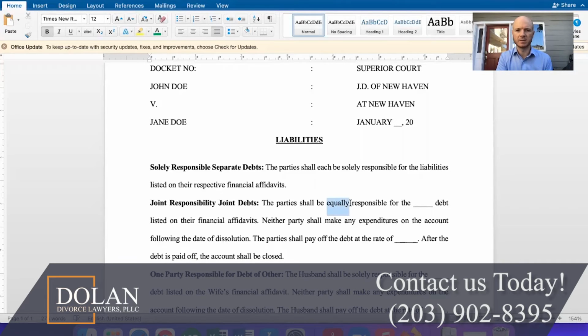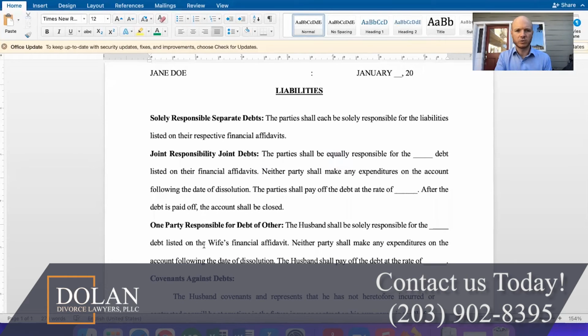And this doesn't necessarily need to be equally responsible. You can say, husband is responsible for 75%, wife is responsible for 25%. And in that scenario, you would still probably want to set a payment rate, and you would want to deal with the numbers accordingly. So if it's not equal, if it's 75-25, you might, for example, say husband pays $750 a month, wife pays $250 per month. And then after the debt is paid off, the joint account shall be closed. And you can often close the account before the debt is even paid off, so that you don't have a scenario of somebody making expenditures on the account after the date of divorce.